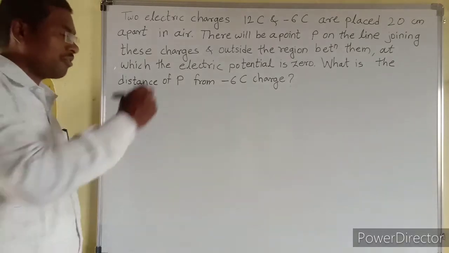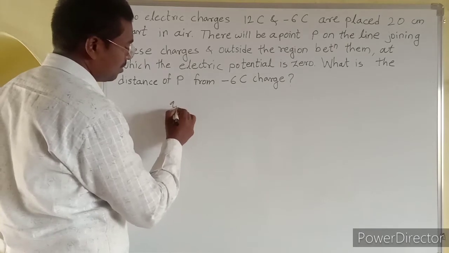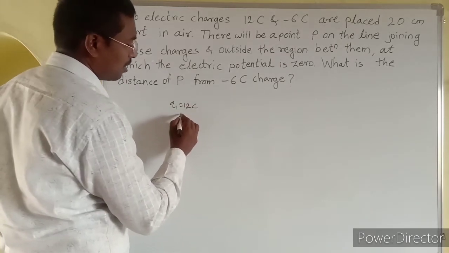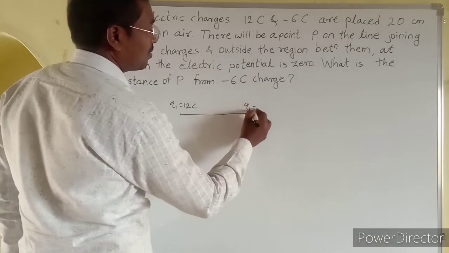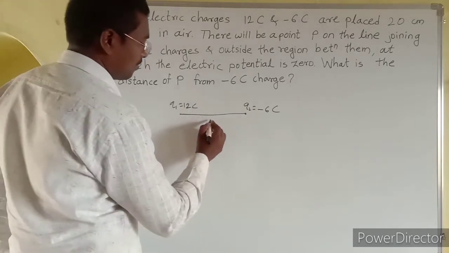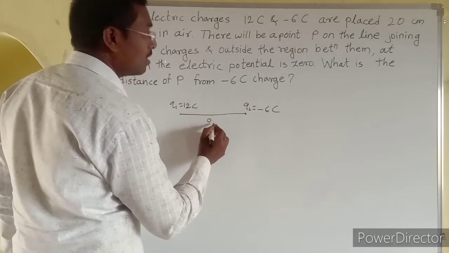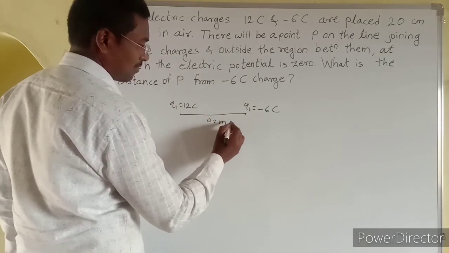Okay. Now we are given these two charges. One charge is Q1, which is equal to 12 coulomb, and the other charge is Q2, which is equal to minus 6 coulomb. They are separated by 20 centimeter, meaning 0.2 meter distance.